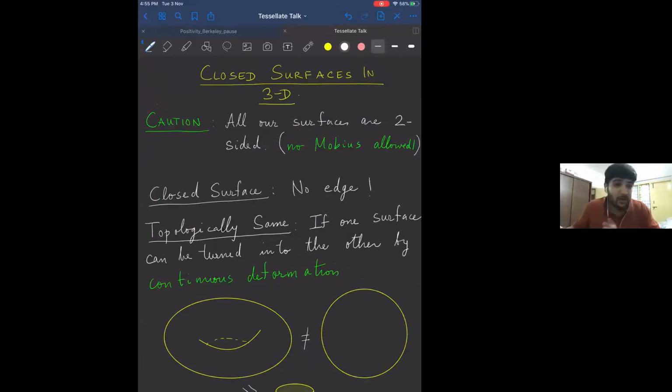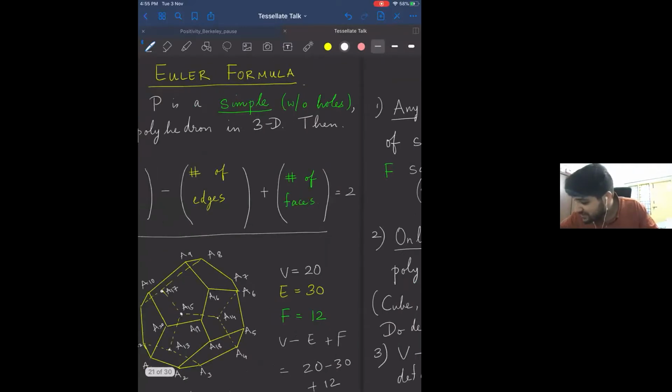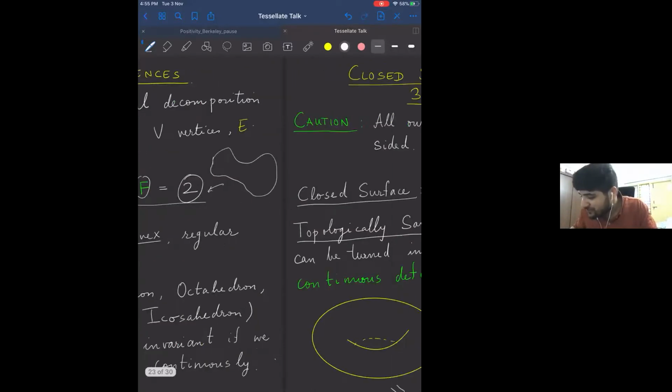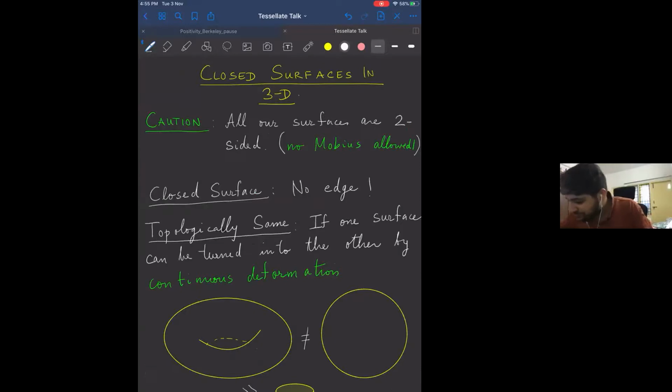Okay, so now the important thing here is that we are looking at simple polyhedrons, which means polyhedrons without a hole. So what happens if we introduce a hole? For that, maybe I'll quickly talk about closed surfaces in 3 dimensions. A caution is that all our surfaces are going to be 2-sided. So I don't want to deal with the Mobius strip, or things like the Mobius strip.